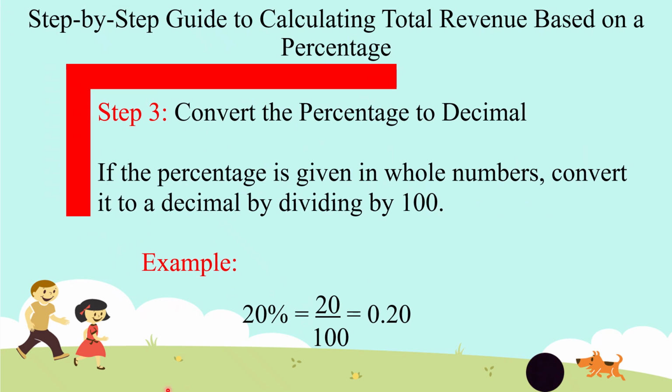Step 3. Convert the percentage to decimal. If the percentage is given in whole numbers, convert it to a decimal by dividing by 100. Example: 20% equals 20 divided by 100 equals 0.20.